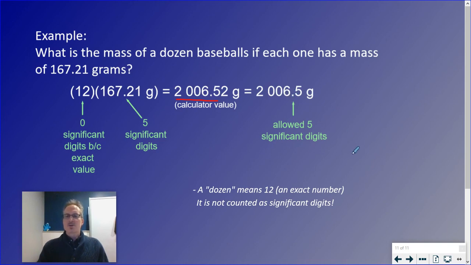That is all the rules. Really, what significant digits takes is practice. The more questions we do, the more you pay attention to details, the more you're going to learn these rules and the better off we're going to be.